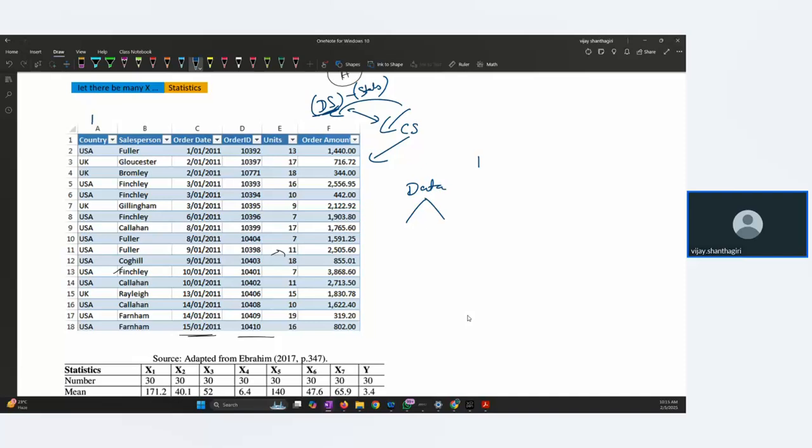Country is a variable. And what is here? Just some symbols, right? USA, UK, USA, UK. Just some symbols. This is just nominal data, so it comes under quality. And what do you have here? Units, numbers. This comes under quantity. Qualitative analysis, quantitative analysis. This is just a quality.